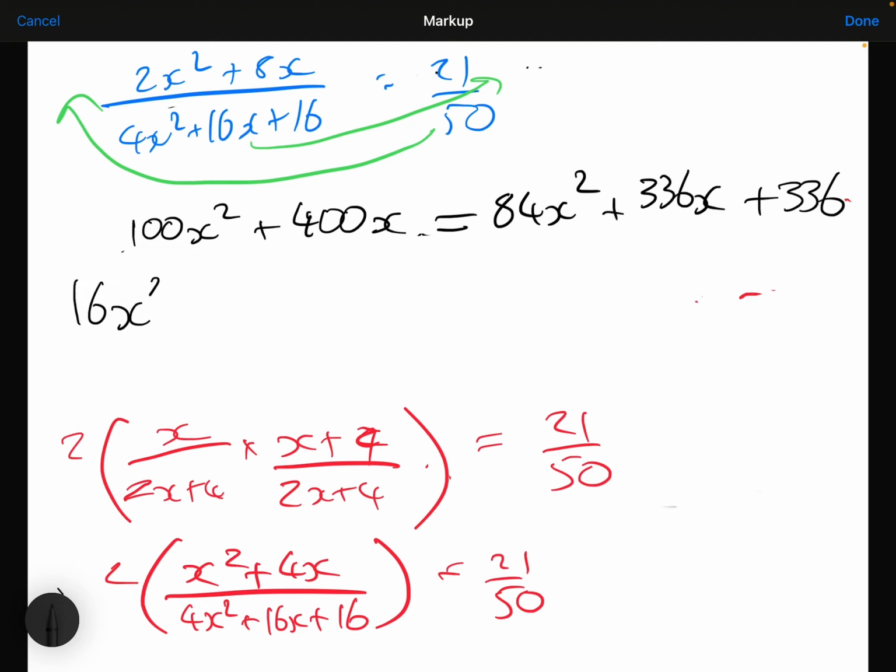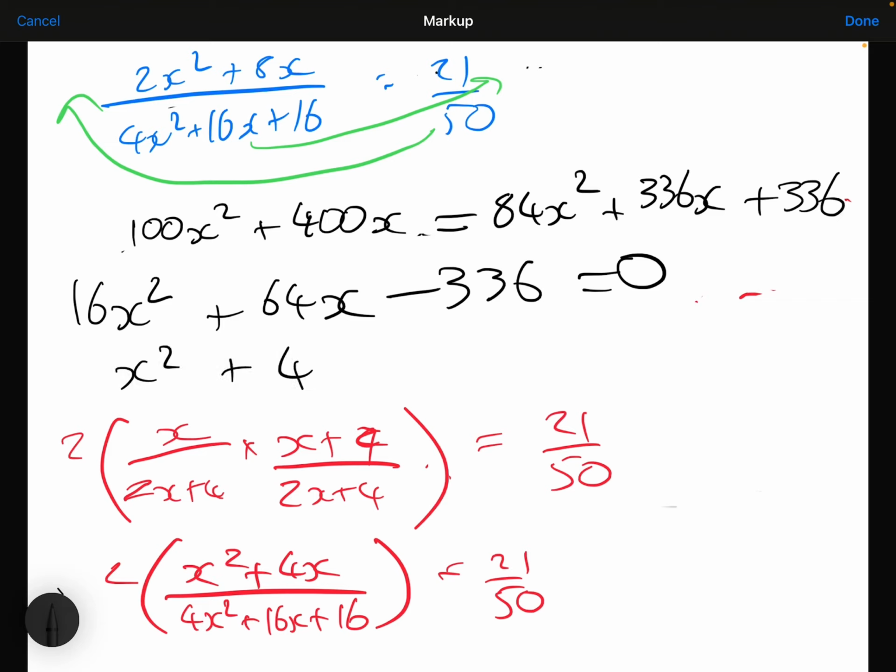So 100x squared take away 84x squared is 16x squared. The 400x take away 336 is 64x and minus 336. I'm going to try and divide through by 16 here. I think I can divide by 16. So I get x squared plus 4x minus 21 equals 0.